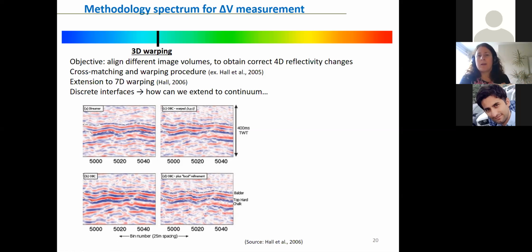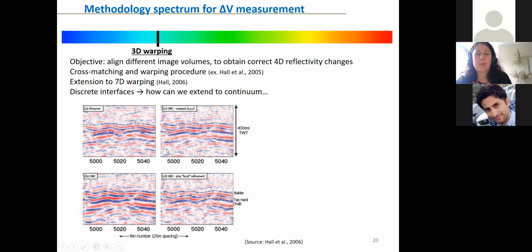So in this application, they were not after the velocity per se, they were after lining up images, but in the process of lining up, you can say, well, I had my baseline, I had the monitor, I'm trying to match my monitor to the baseline. If I look at the vertical component of this warping vector, that effectively gives me the correct time shift, okay?